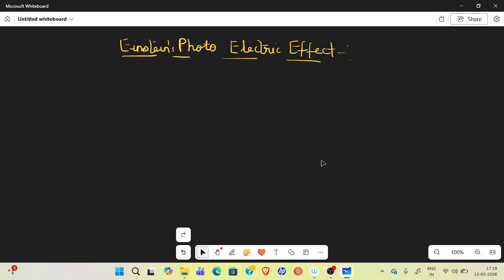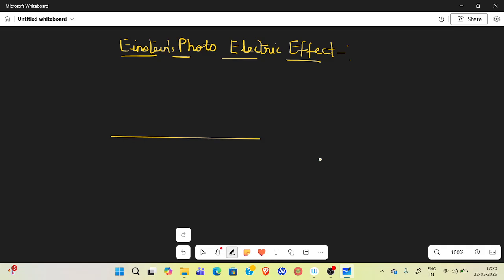Hello everyone. So today's topic for discussion is Einstein's photoelectric effect. What is this effect actually? Einstein was very keen to know the behavior of metal with light energy. So what he did was take a gold foil like this.